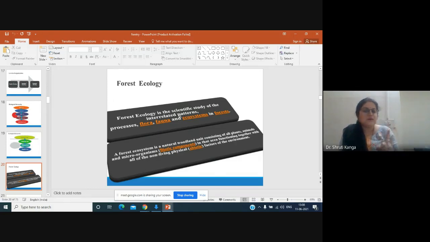Ecology is what? The study of processes, what kind of different processes are there, interrelated patterns are there, flora, fauna, and ecosystem in the forested area. But a forest ecosystem is what? Is a natural woodland unit consisting of all the plants, animals, microorganisms. This consists of biotic components in that area and functioning together with all of the non-living factors in the environment. This is forest ecosystem.